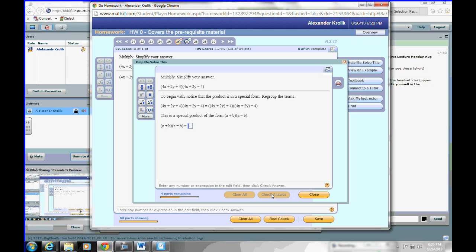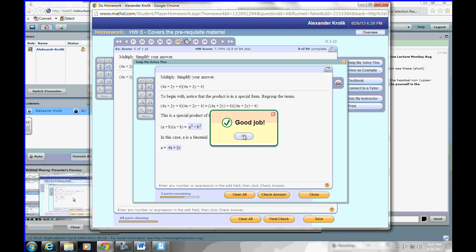So you say, okay, well, this is a squared minus b squared, and go down, so it will give you the steps that you need to take. And after we're done, it will really... So a is this. Good.